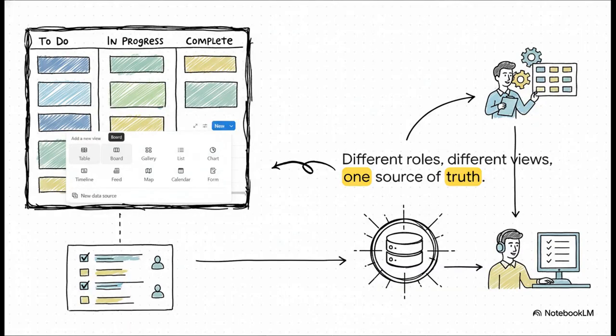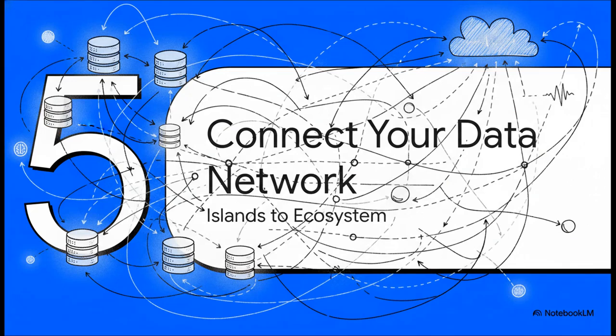And here's a perfect practical example of this. A manager might need a high-level Kanban board to track the different stages of a project, but a developer on that very same team might just need a simple filtered task list showing only their active assignments. They are both looking at the exact same underlying data, but their view is completely tailored to their specific role and responsibility.